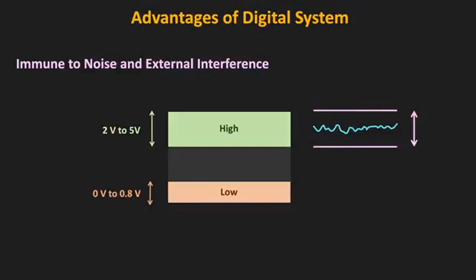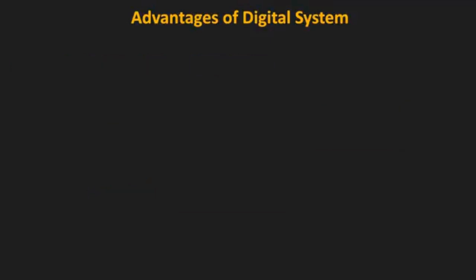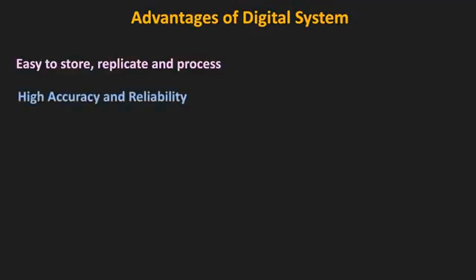And that's the advantage of a digital system, because even if noise or interference gets superimposed on the actual signal, as long as the signal level is within the certain band, it is possible to identify the signal as either logic 0 or logic 1. Then there are plenty of other advantages of digital signals. They are very easy to store, replicate and process. The accuracy is very high, the fabrication of digital systems is very easy with recent advancements in technology, and it is easily scalable to a large value.